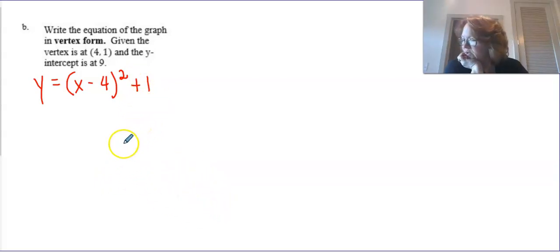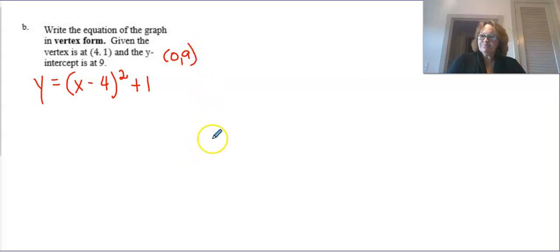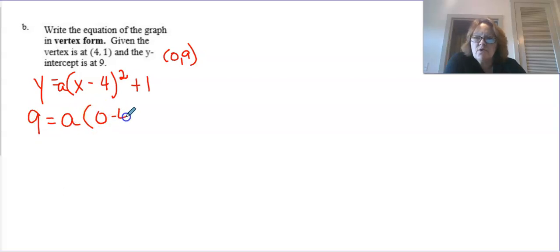Okay, so I'm also given that the y-intercept is at 9, which means that that point is (0, 9). So then again, I forgot my a, sorry. My a goes right there, squeeze that in. So now I can plug in the 0 and the 9 where the x and the y are. So 9 goes in for y, and then 0 goes in for x.